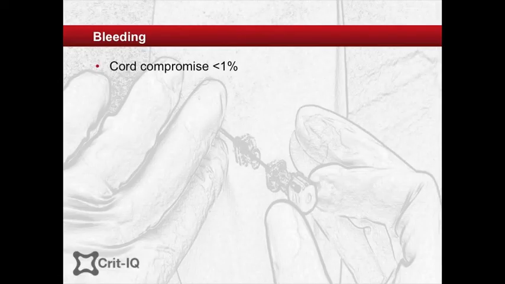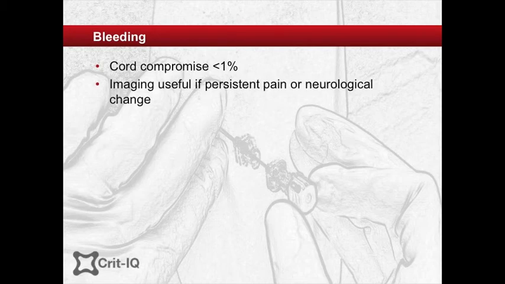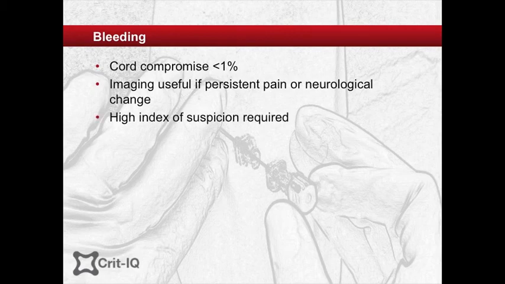Bleeding. Serious bleeding resulting in cord compromise is thought to occur in less than 1% of patients from early studies post-lumbar puncture. Persistent back pain or neurological findings post-procedure should prompt the investigation for this complication. However, in ICU patients, these findings are often clouded by the fact that they are sedated, so a high index of suspicion is required if there is a change in neurological signs. Urgent surgical decompression may be required after imaging in such cases.